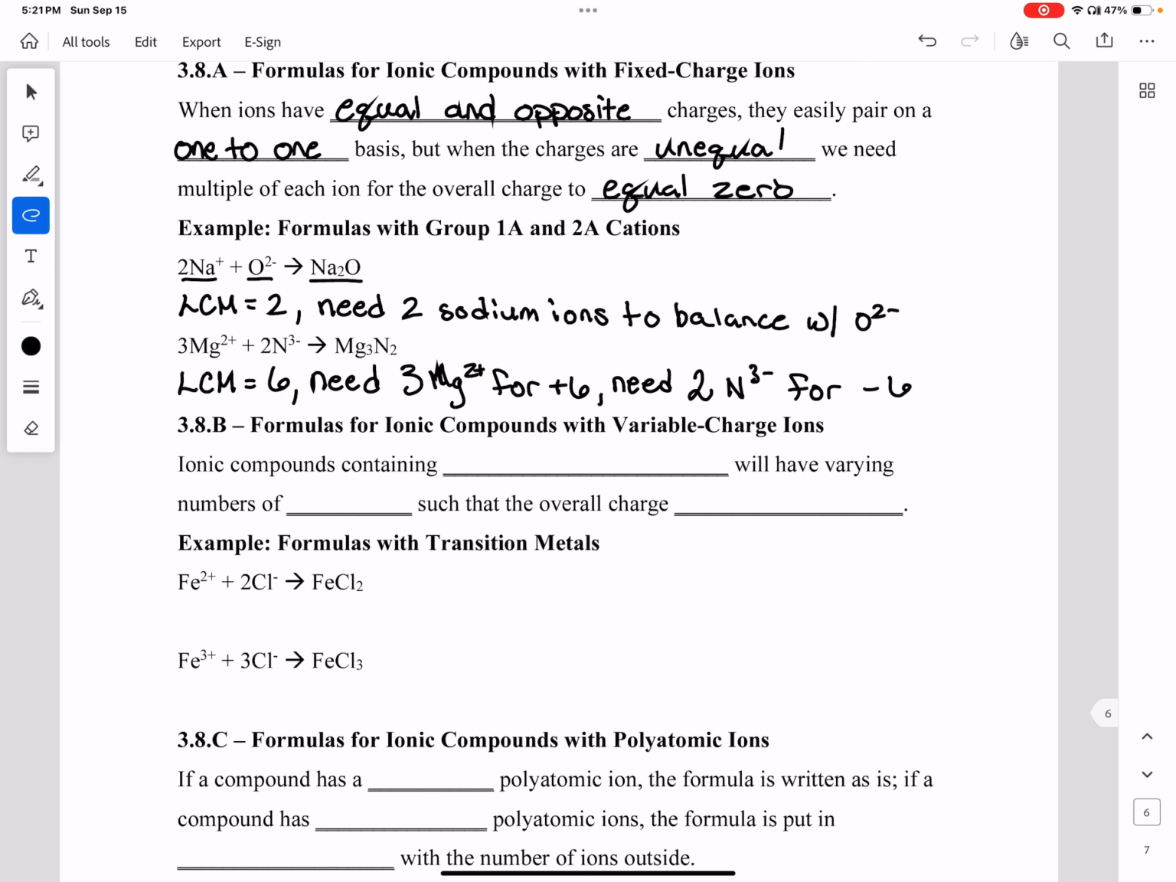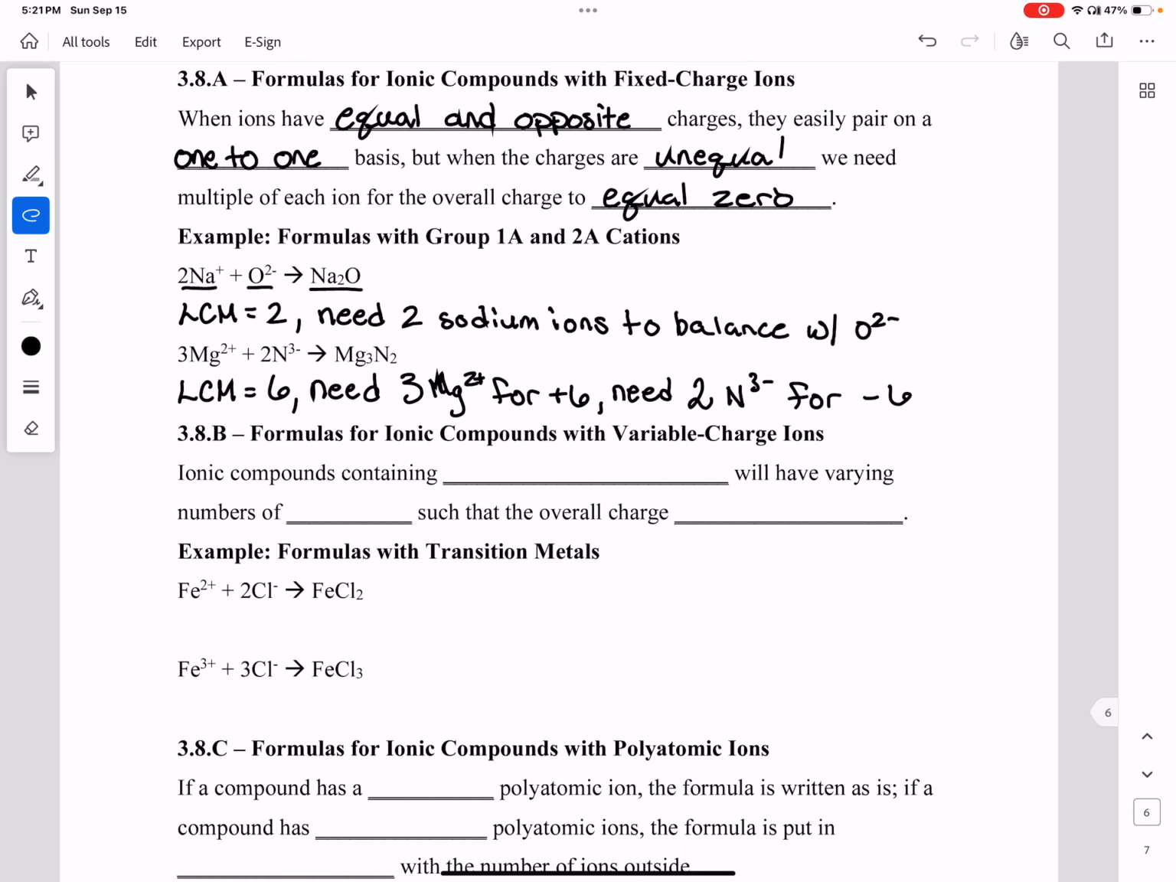Our next subtopic is formulas of ionic compounds with variable charges. When you have a compound containing transition metals, those will have varying numbers of anions such that the overall charge still equals 0.